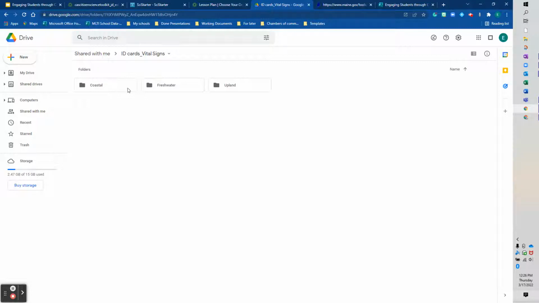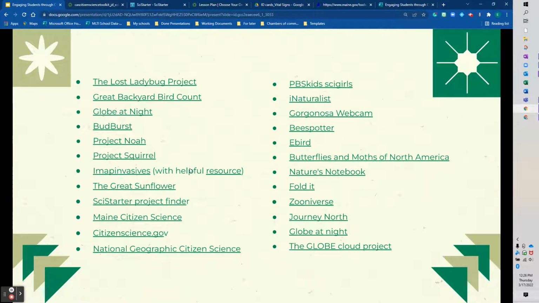The link will take you here. There's coastal, freshwater, and upland. Upland is all of the plants and animals that you might find inland, not on the shores. Freshwater is freshwater, and coastal is coastal. So this is a fantastic resource. I stumbled across it, and I want to put it in here because it's really great in terms of simplicity for students. And you can print them off and laminate them. That's what I did. I have a whole book of them that I printed off and laminated so that I can give to students when we go out into the field and look at things.